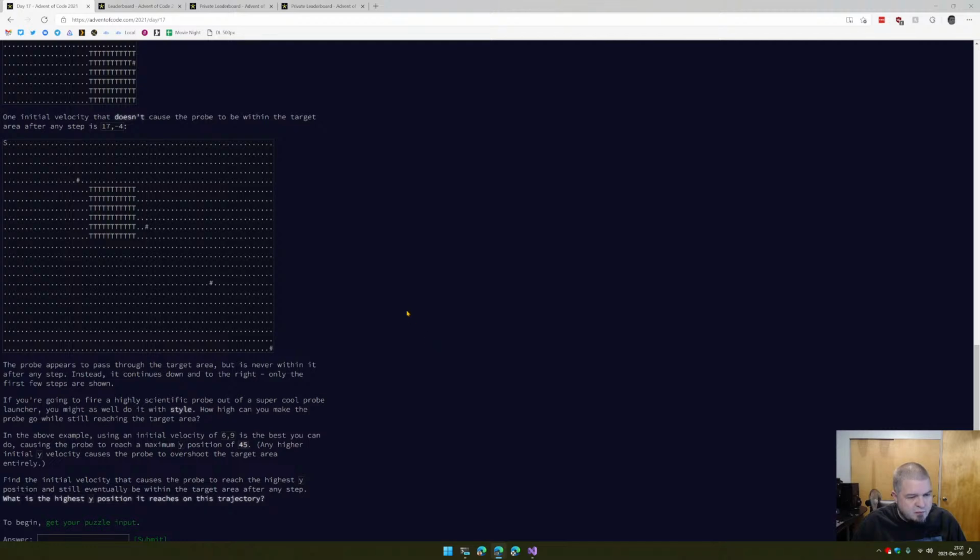Okay. If you're going to fire a highly scientific probe out of a super cool probe launcher, you might as well do it with style. How high can you make the probe go while still reaching the target area?